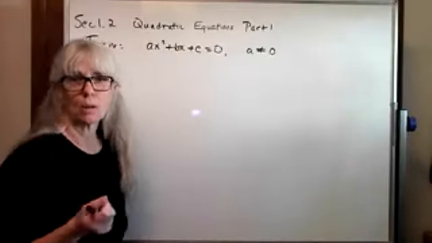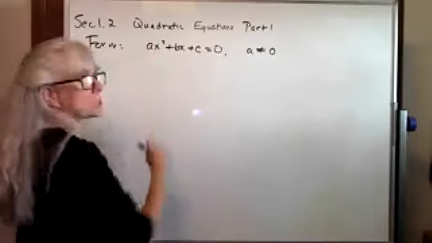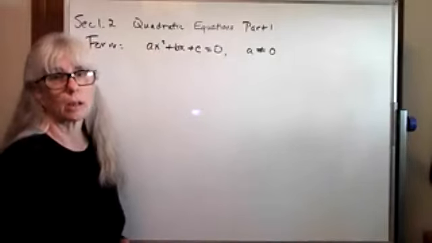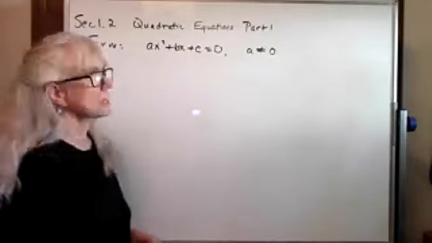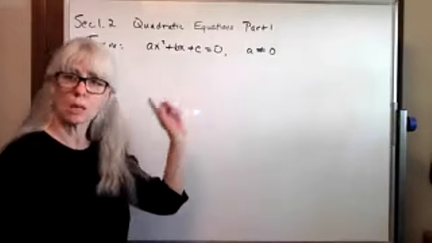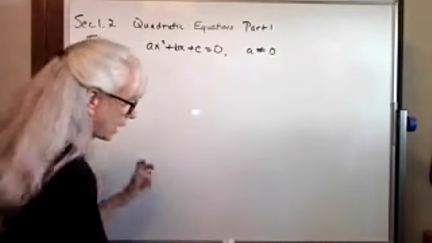What makes this a quadratic equation is that x squared. So that x squared is why we're calling it a quadratic equation. They're also known as second degree equations because of that too. So all that kind of ties together.